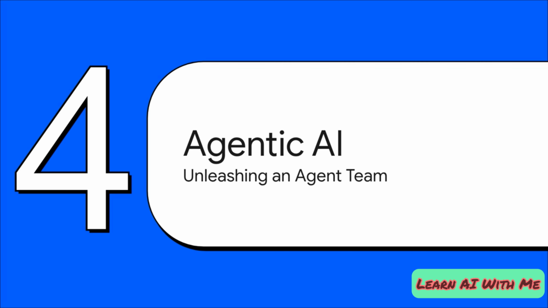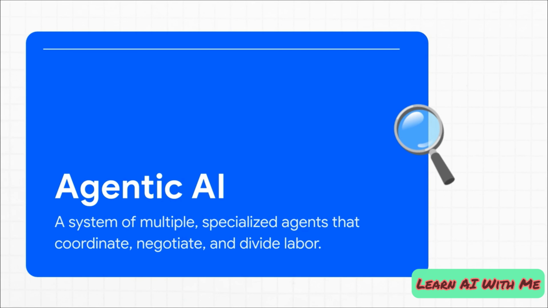Well, that brings us to the very top of our ladder, agentic AI. The easiest way to think about agentic AI is like a digital project team. It's a whole system where you have multiple agents, and each one has a special skill. Maybe one is a research expert, another is a brilliant data analyst, and a third is a fantastic writer. They all coordinate, negotiate their tasks, and divide up the work to tackle really complex problems.